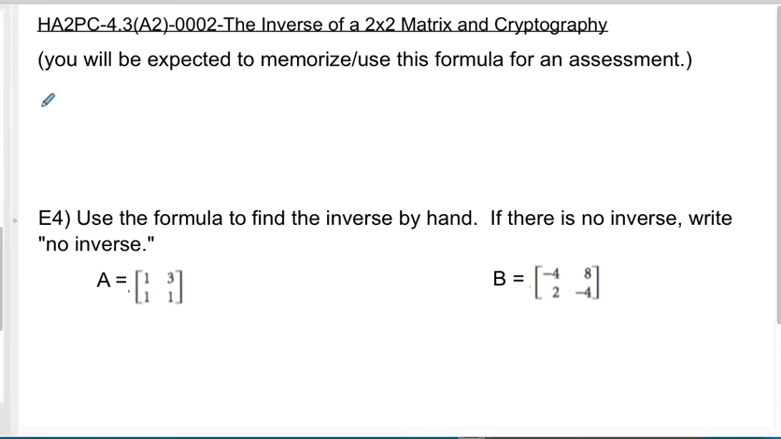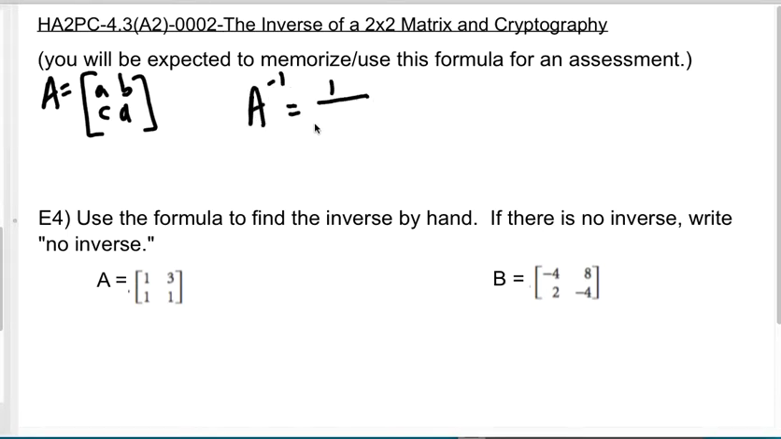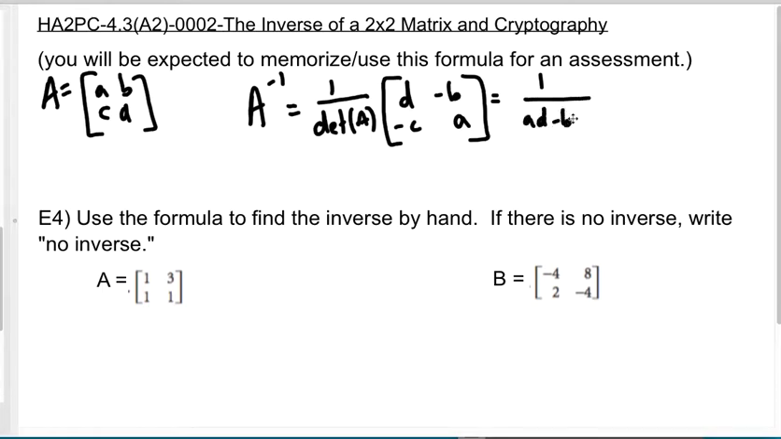So let's say that you have some matrix A, that is that A, B, C, D 2 by 2 matrix that we've already seen. Then A inverse, the inverse of A, is 1 over the determinant of A times this matrix that we get when we switch the A and the D, so D and A switch places, and we change the sign on the B and the C, but don't relocate them, okay? So again, just as a reminder, that determinant of A is the same as AD minus BC, okay?